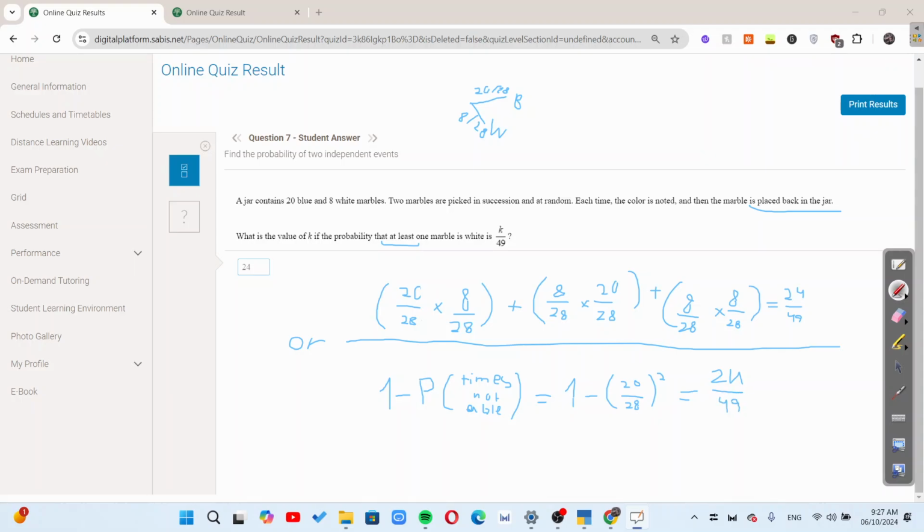Use whatever way makes you less stressed in the exam, whatever way you're more sure of, and to check, you could use the other one. They both give you the same answer. So you could either take all your probabilities and add them up for white: this is the probability of blue-white, this is white-blue, and this is white-white. You add up all these probabilities, or you do this formula. Both will work.